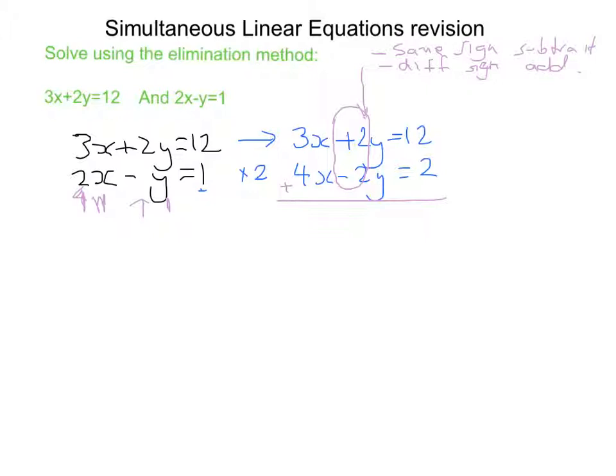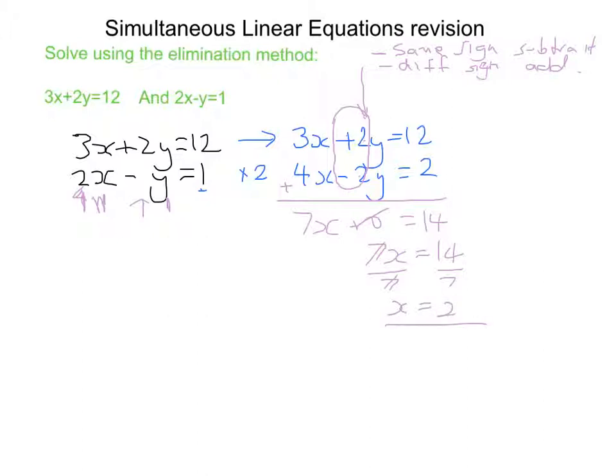So we have 3x plus 4x is 7x. Plus 2y, take away 2y is 0. So we'll just write that as plus 0 equals 12 plus 2 is 14. So we now have our equation. We can ignore the 0 in the middle there. We've got 7x equals 14. And then we divide both sides by 7, which will then cancel that down. It gives us x is equal to 2.